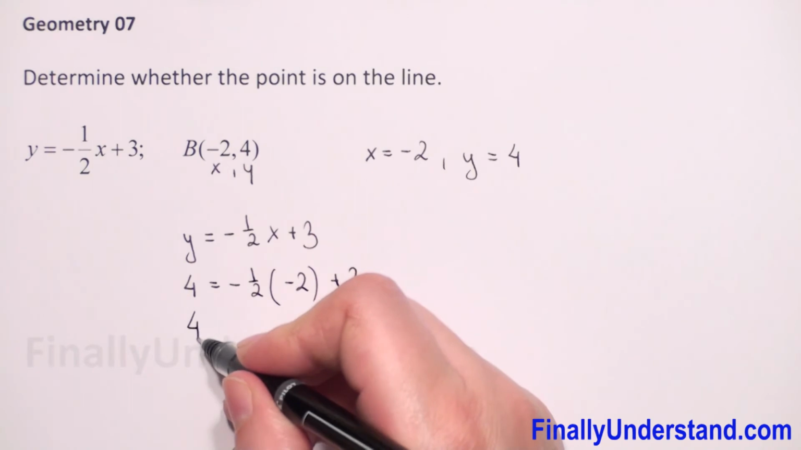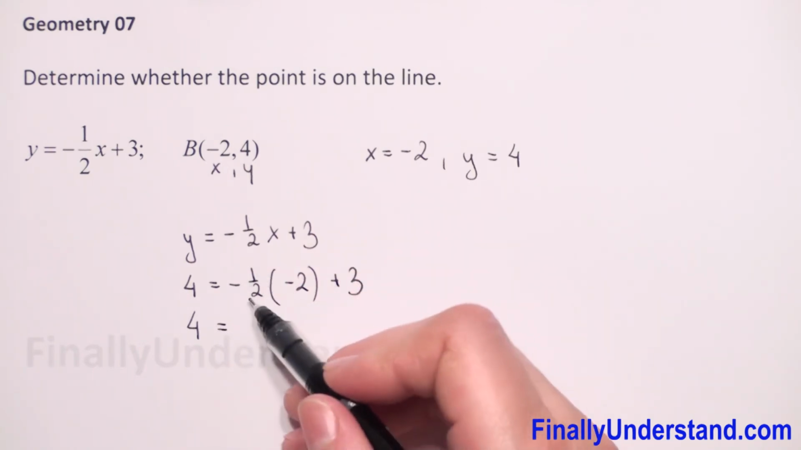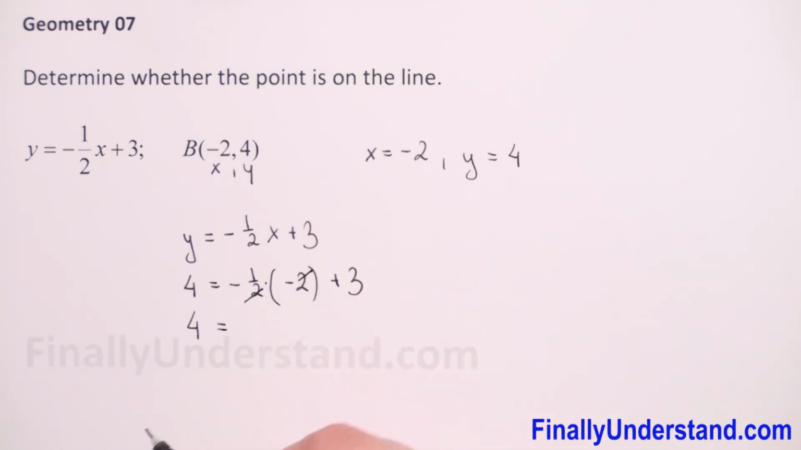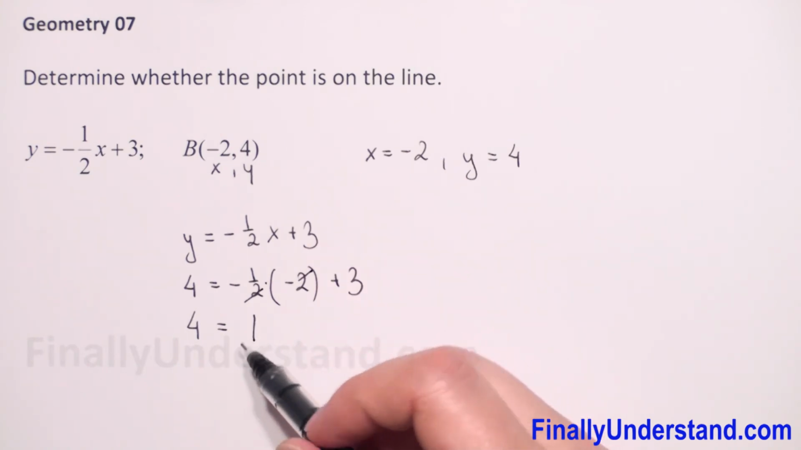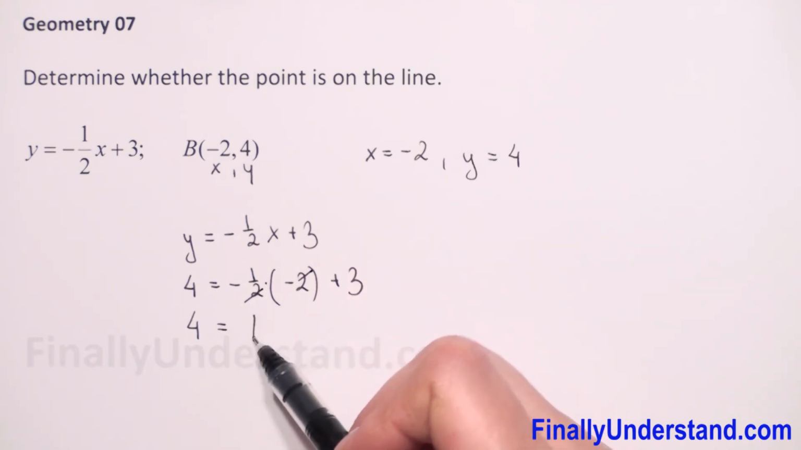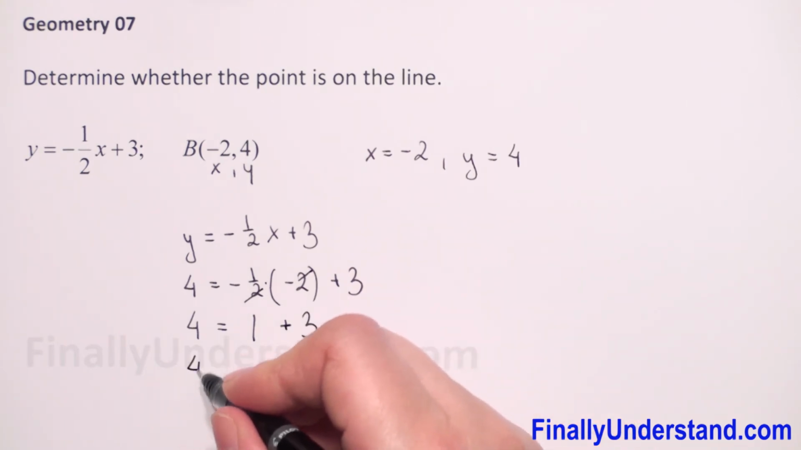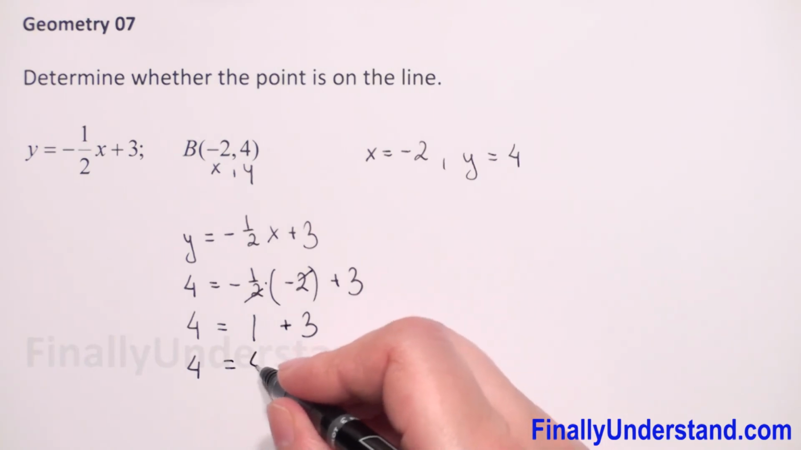So we have 4 is equal to... negative times negative gives me positive. And because we have multiplication, we can reduce 2 and 2, so it will be positive 1, like I said, because negative times negative gives me positive, and we have plus 3. So on the left side we have 4, and on the right, 1 plus 3 is 4.